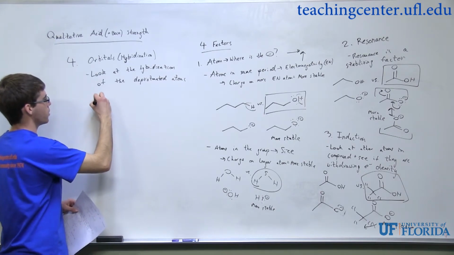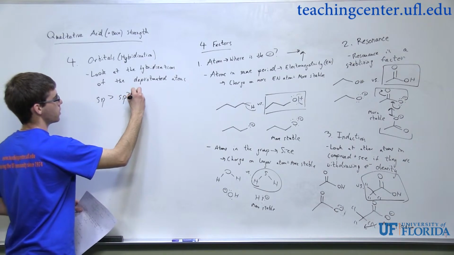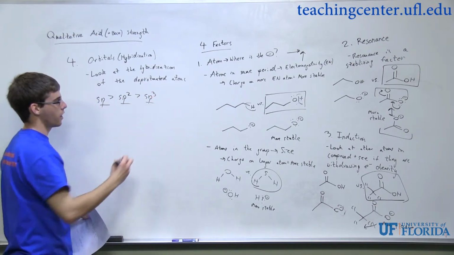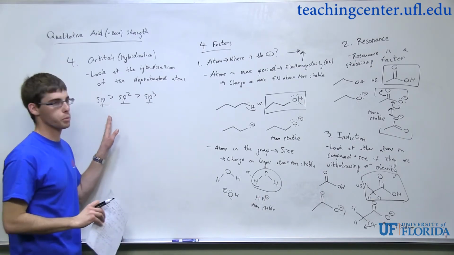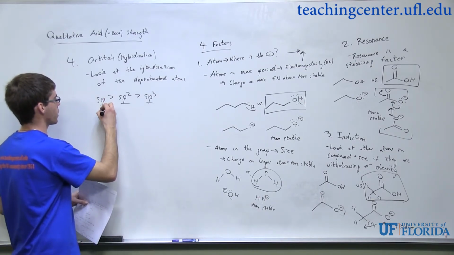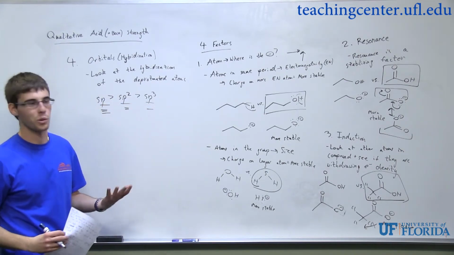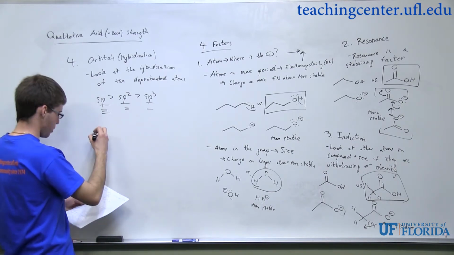So the stability goes sp is more stable than sp2, which is more stable than sp3. And the way I think of this, especially because most of the time this happens with carbons, you can kind of think triple bond, double bond, single bond, just as a general rule. So, an example of this.